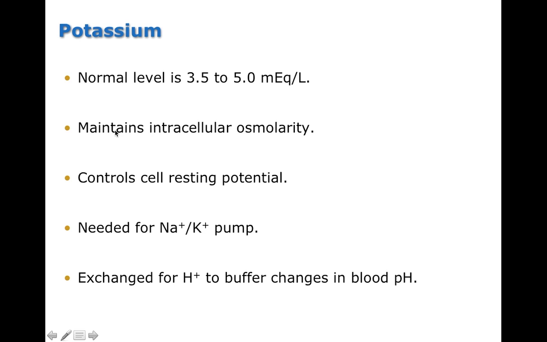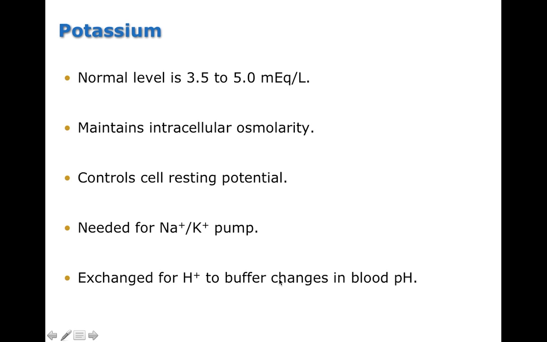So its major function is to maintain intracellular osmolarity, and it also controls the resting membrane potential of most of your body's cells. So when you start talking about changing potassium levels inside your cells or outside your cells, it's also going to change the voltage across the membrane of those cells, which is particularly important for muscle cells and nerve cells.